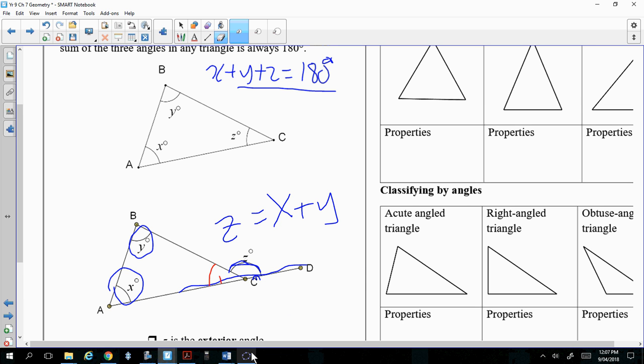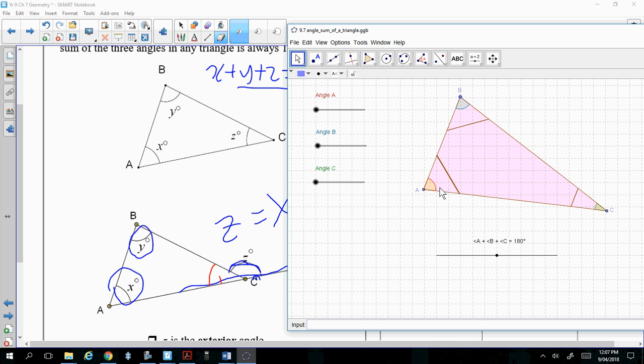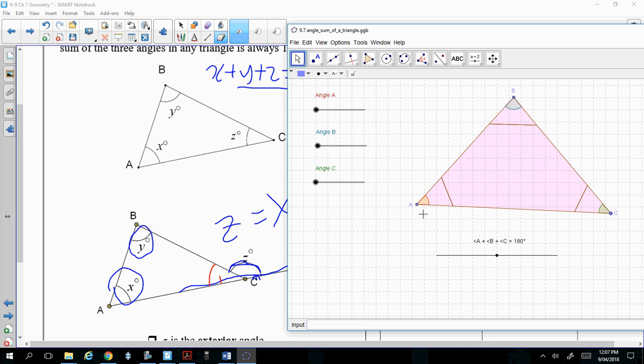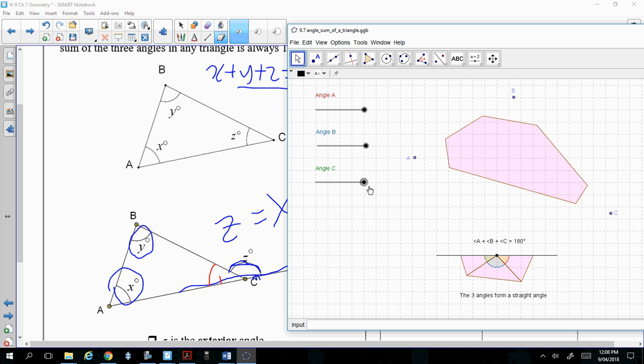So you'll see in this triangle, which can be changed to any size, no matter how you change it, the three angles add up to a straight line. How many degrees is a straight line? 180. Right? So it doesn't matter how I draw the triangle, they always add up to 180. If I move it here, move it there, you'll still add up to 180.